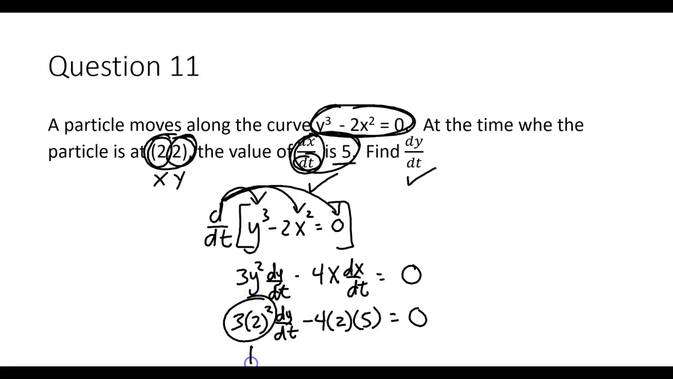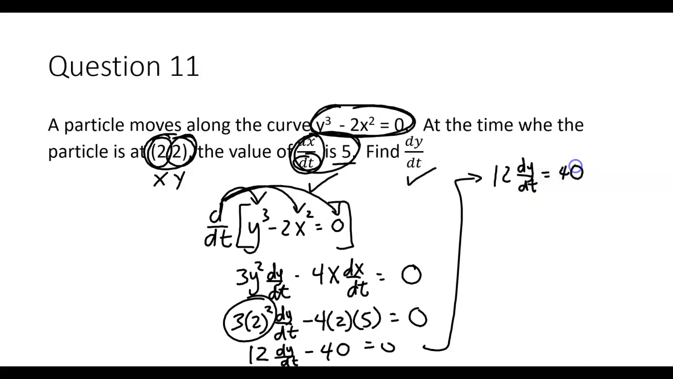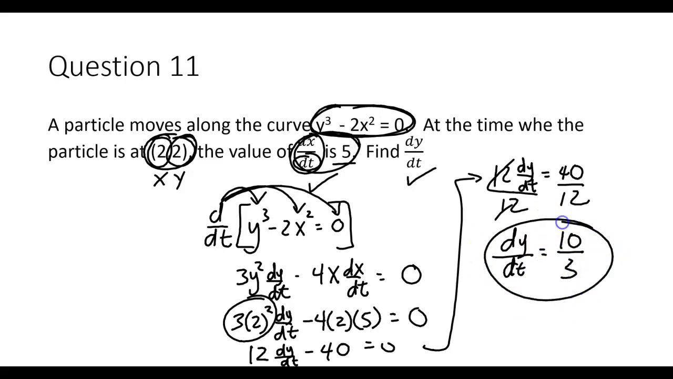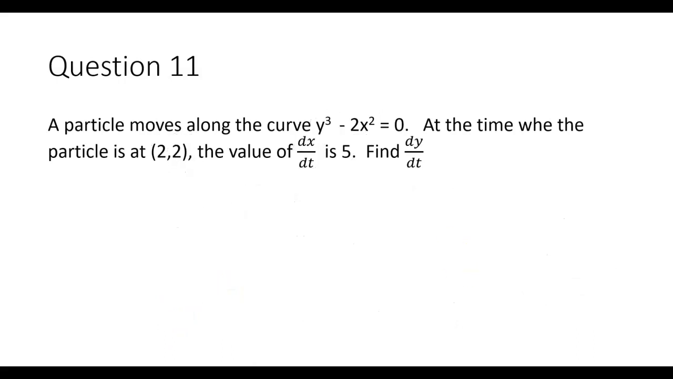This comes out to be 12. This is 40. So I'm going to add 40 to the other side. And then I'm going to divide by 12. And in my case here, I can reduce this. I think it's going to be 10 over 3. And there it is. So step 1, find your derivative. Step 2, plug your stuff in. Step 3, solve. Okay? Moving along.